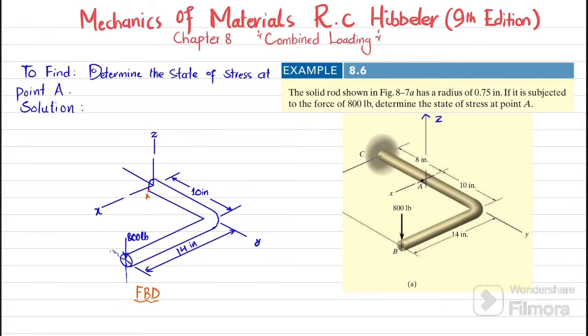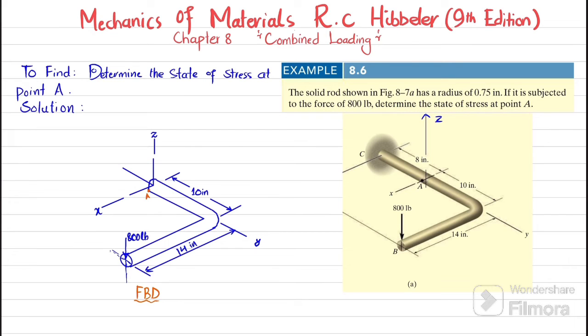Welcome back. In this video, we are going to solve example 8.6 that is taken from chapter number 8, combined loading, and the book name is Mechanics of Materials by R.C. Hibbeler, 9th edition. The statement of the problem is: the solid rod shown in figure 8-7a has a radius of 0.75 inch. If it is subjected to the force of 800 pound, determine the state of stress at point A.